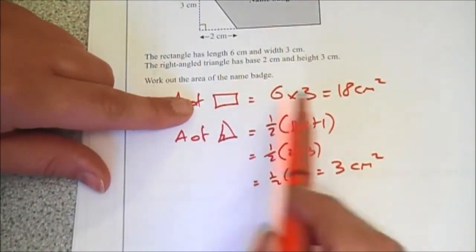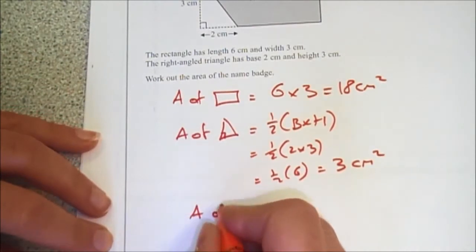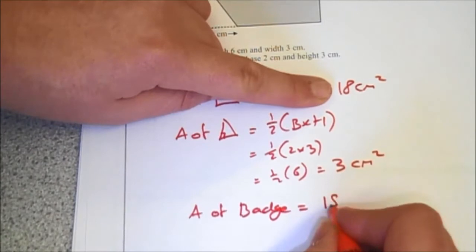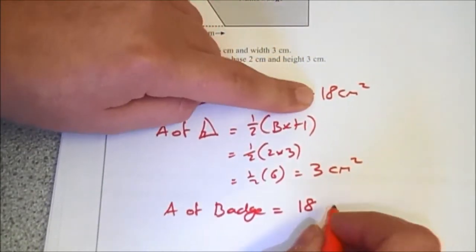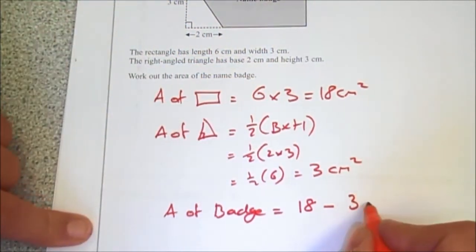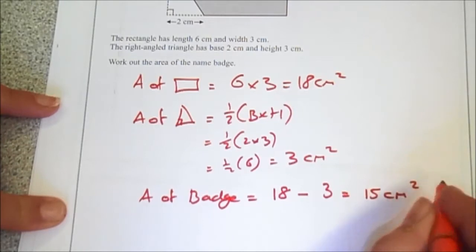So now I've stated the area of my rectangle and the area of my triangle. I can find the area of the badge, which is whatever my value was for the rectangle, 18, take away whatever my value was for the triangle, which is 3, and that's going to leave me with 15 centimetres squared.